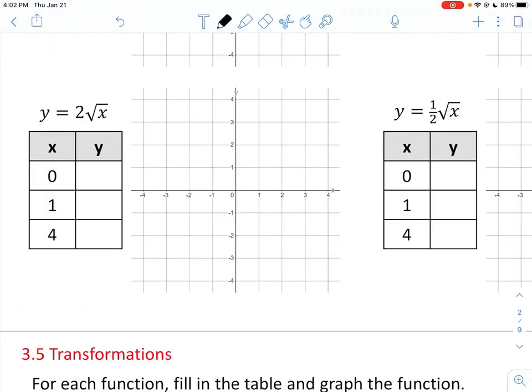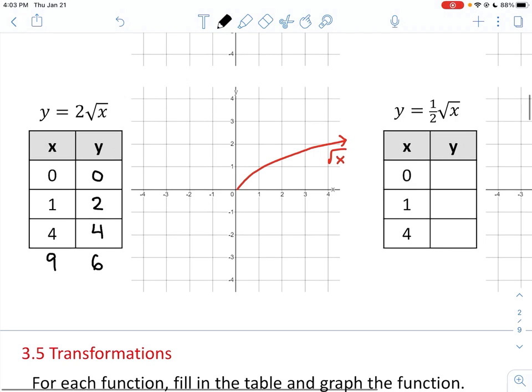Next case, what happens if we multiply the square root of x by 2? We'll plug in 0, square root of 0 is 0, then double that, it's still 0. Plug in 1, square root it, double that, we get 2. Plug in 4, square root it, double that, we get 4. If you were to do 9, is the next one, square root 9, you get 3, double that, you get 6. So 0, 0 is still a point on the graph, but now we go through 1, 2, and 4, 4.